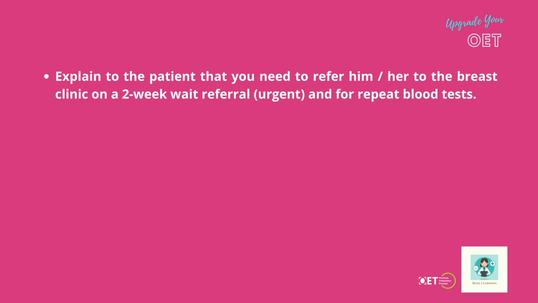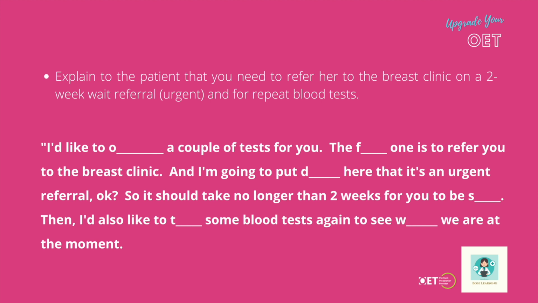On the OET speaking task, you may get something like this. Explain to the patient that you need to refer him or her to the breast clinic. Of course, this case is about a female, but in the OET, they'll always tell you him or her because we don't know who the interlocutor will be. So refer him or her to the breast clinic on a 2-week wait referral, which is urgent, and for repeat blood tests. So how can you do this? How can you explain to the patient that this is what you need to do? Can you try and fill in the gaps?